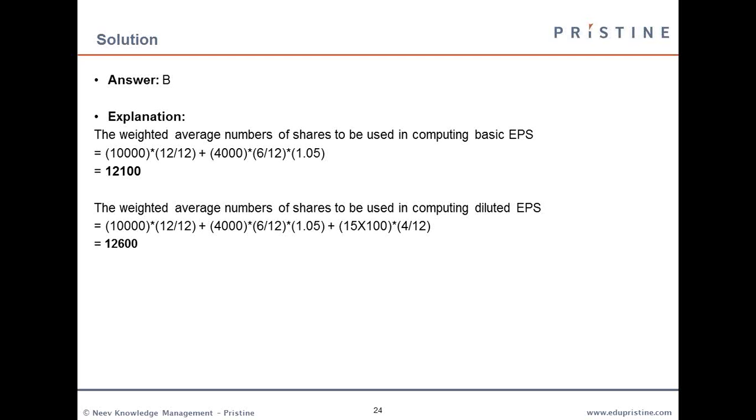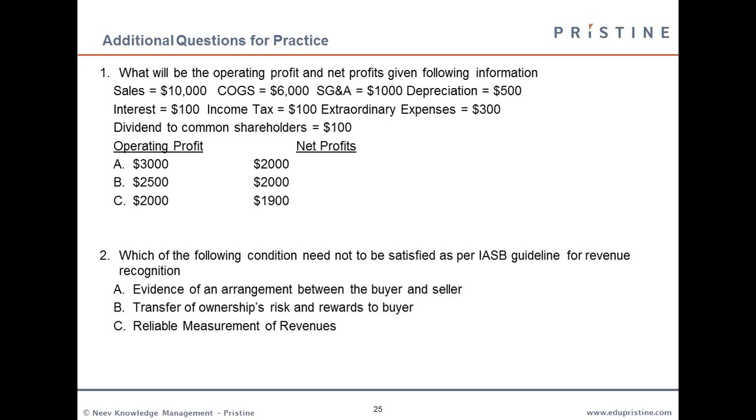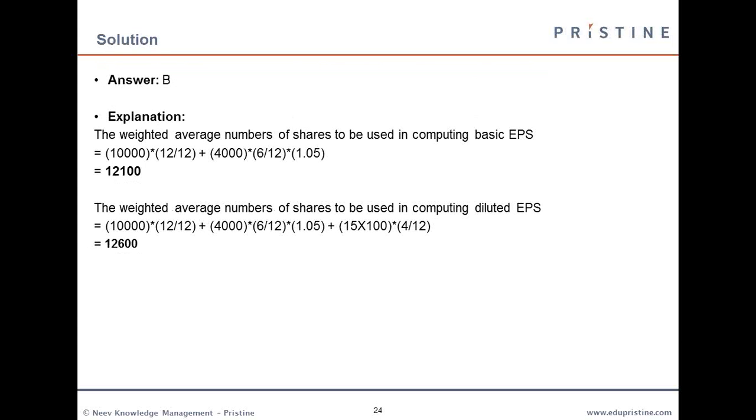In case of diluted EPS, we'll also include the convertible bonds. We have 100 convertible bonds which can be converted into 15 common shares, and they are issued in September, so we take 4 out of 4 by 12 to give 12,600. So that's it. That sums up what I have to discuss here.